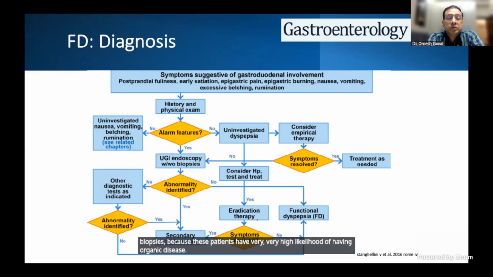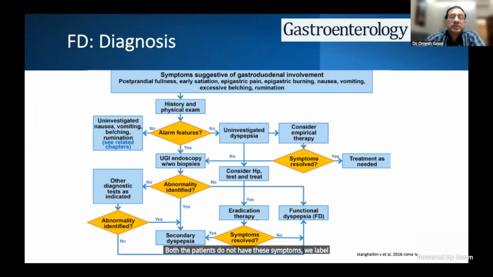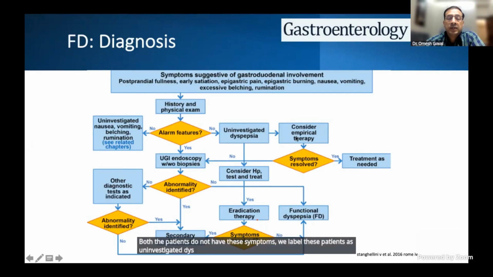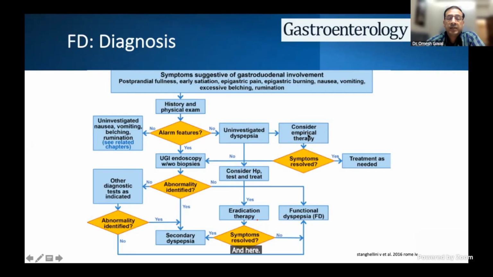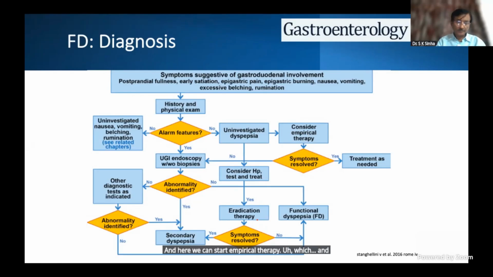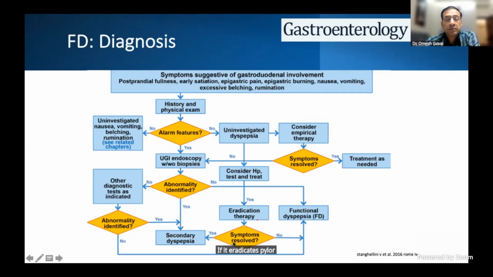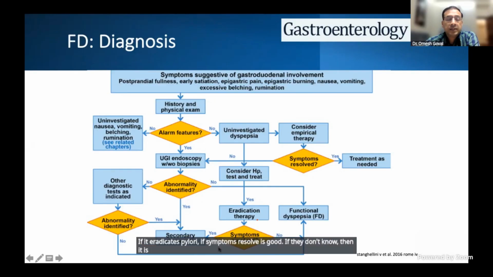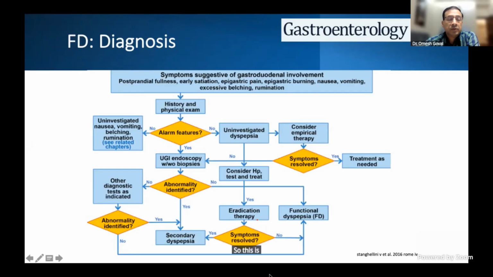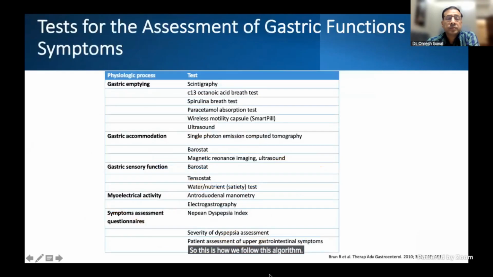If the patients do not have these symptoms, we label them as uninvestigated dyspepsia, and here we can start empirical therapy. Then if the symptoms resolve, we continue treatment. Then there's the concept of H. pylori testing and treating, which I talked about. If we eradicate H. pylori and symptoms resolve, that is good. If not, then it is functional dyspepsia again. So this is how we follow this algorithm.